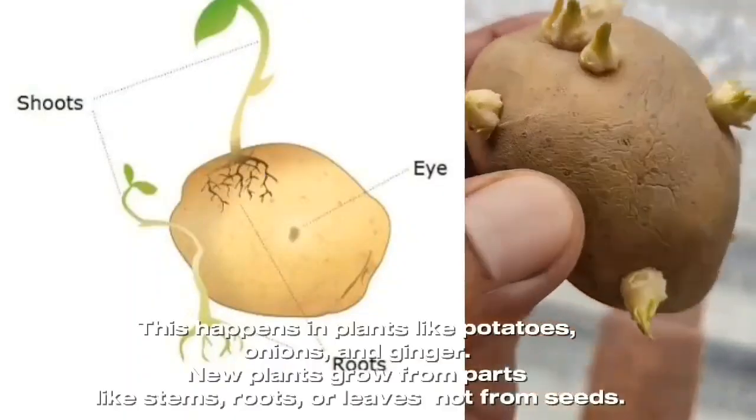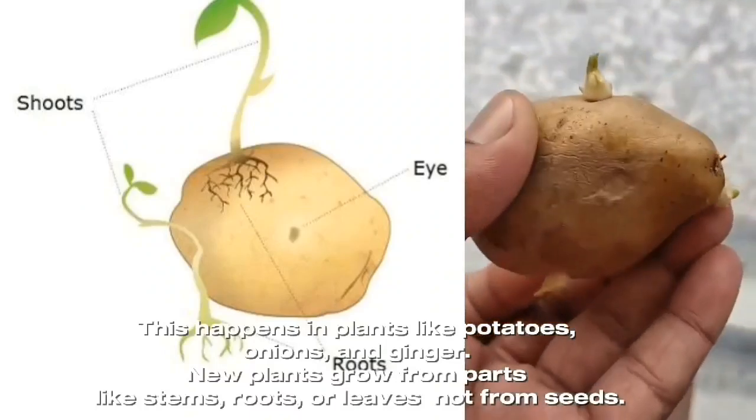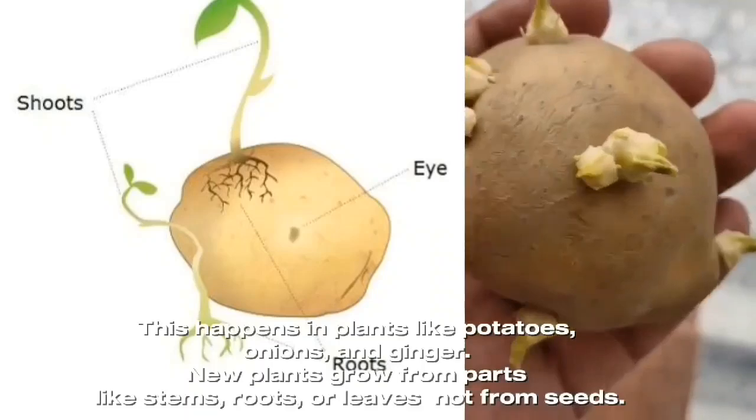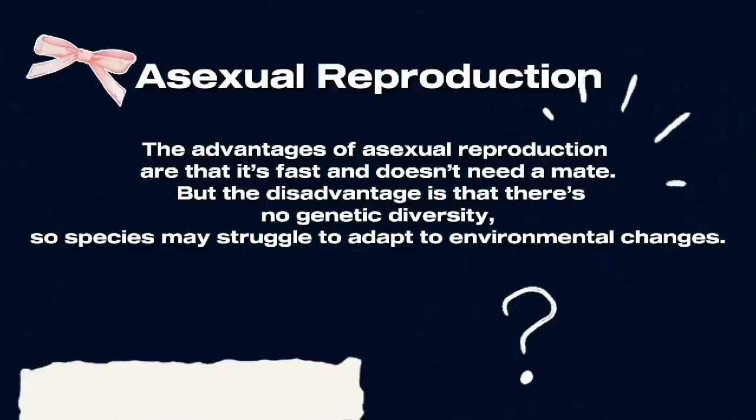This happens in plants like potatoes, onions, and ginger. New plants grow from parts like stems, roots, or leaves, not from seeds. Advantages of asexual reproduction are that it's fast and doesn't need a mate. But the disadvantage is that there's no genetic diversity, so species may struggle to adapt to environmental changes.